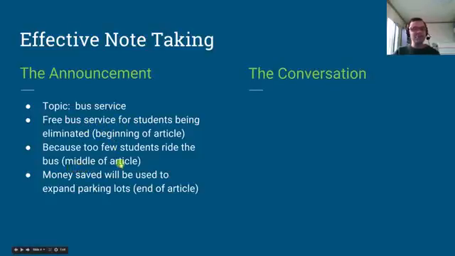Next, I took a note from the middle of the announcement, from the middle of the article. I said, because too few students ride the bus. Finally, I took a note from the end of the article. I said, money saved will be used to expand parking lots. So basically, no matter what the announcement is, you should reach for the topic, something from the beginning of the announcement, something from the middle, something from the end.